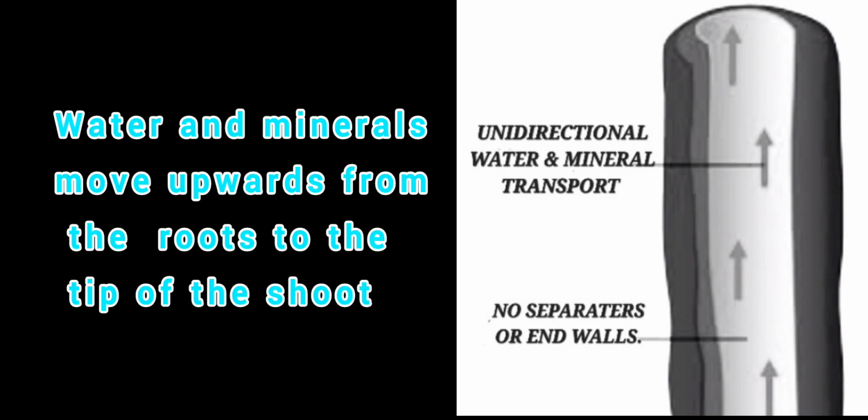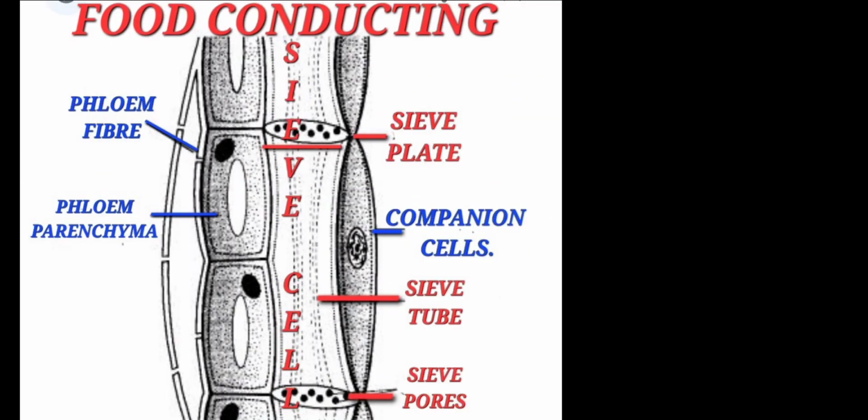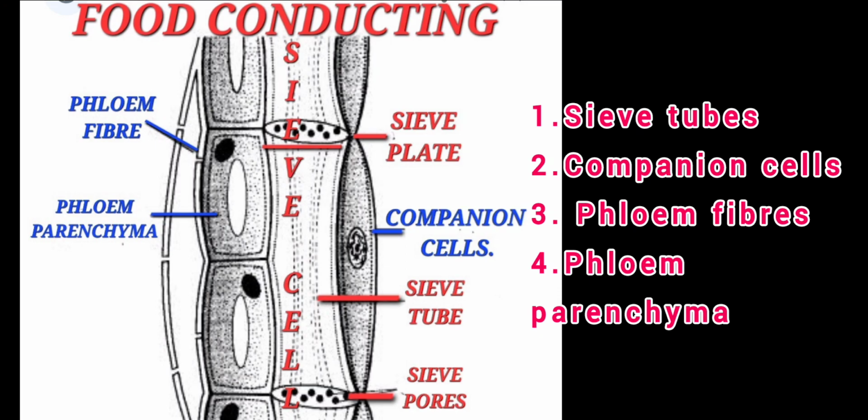The next conducting tissue is phloem, derived from the word phloes, which means bark. This is the food conducting tissue in the plants. Structurally, they are made up of living cells, but they comprise the following 4 different types of cells in phloem. The first being the sieve tubes.